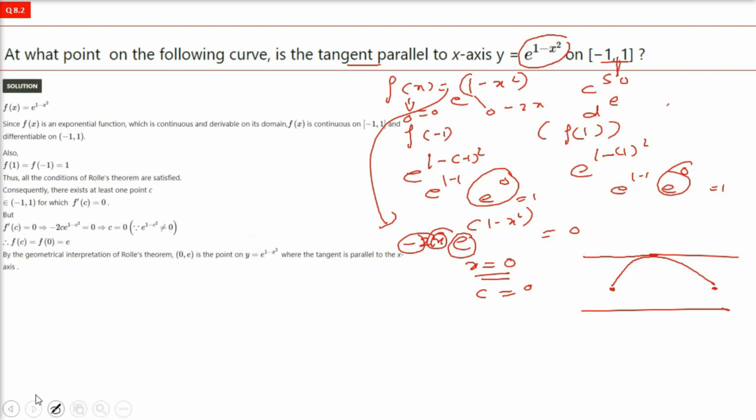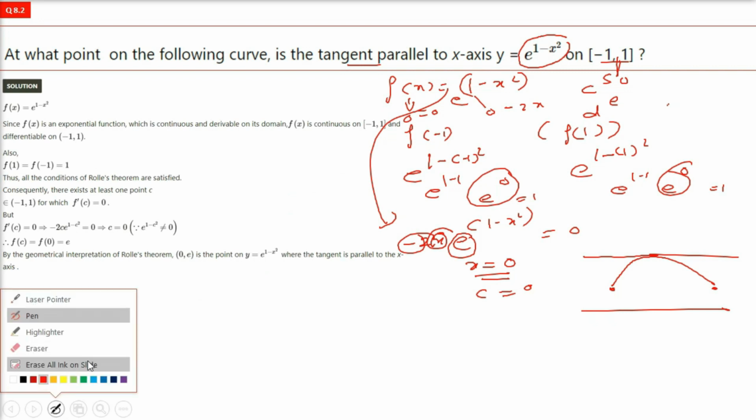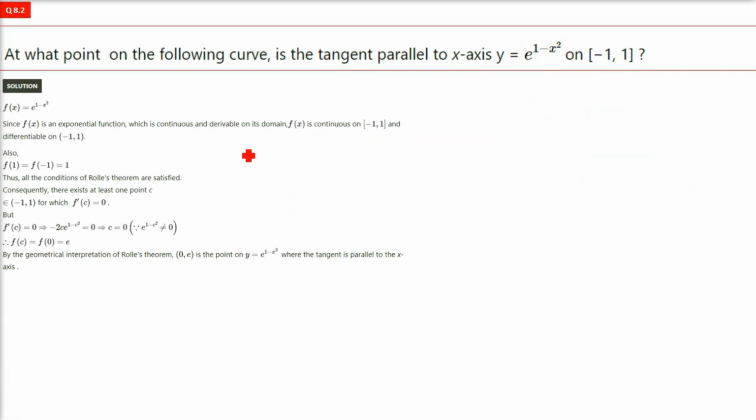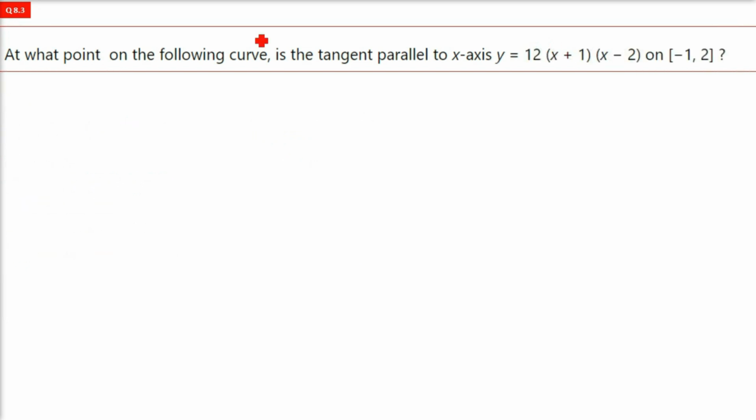The next thing is to show you the solution so that you are able to write it and know what you have to explain to the examiner. At what point on the following curve is the tangent parallel to the x-axis? This question is first in factor form. We can just multiply and form a polynomial function.